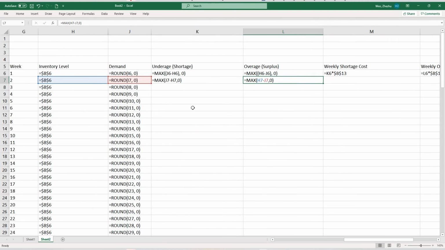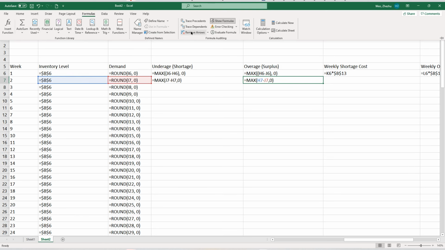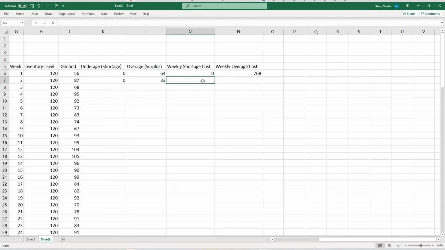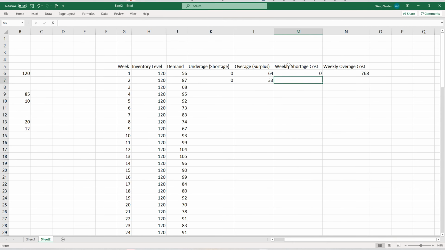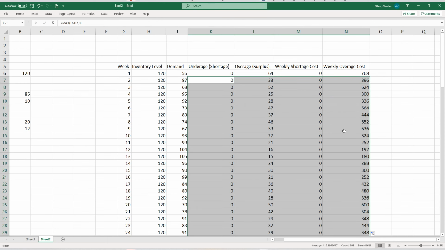Am I consistent? I think I'm consistent, right? The difference between demand and inventory, if that's negative, underage is 0. Underage did not happen. And if the difference between the inventory level and the demand is positive, that's overage. So I think I got this part correctly. I'm going to go back and turn it off. As you can see, the cost part is being calculated automatically. Once you're done with those two rows, you can just double click to fill the rest.